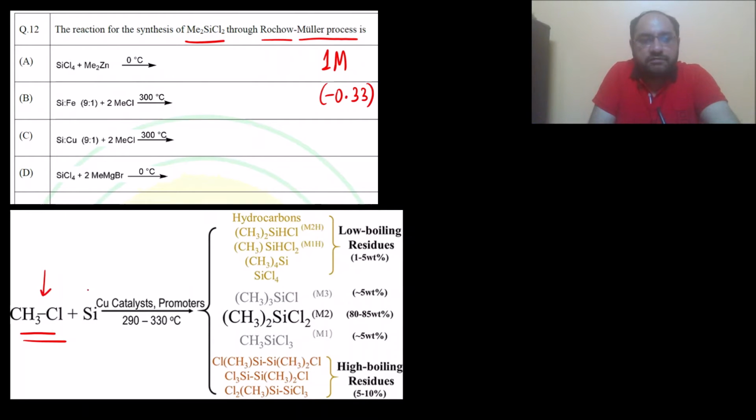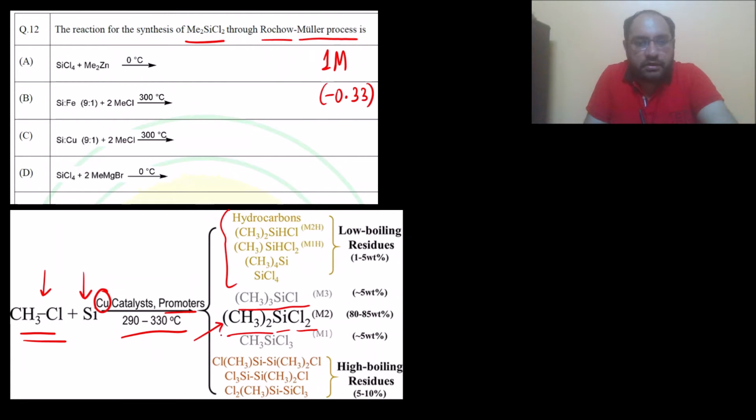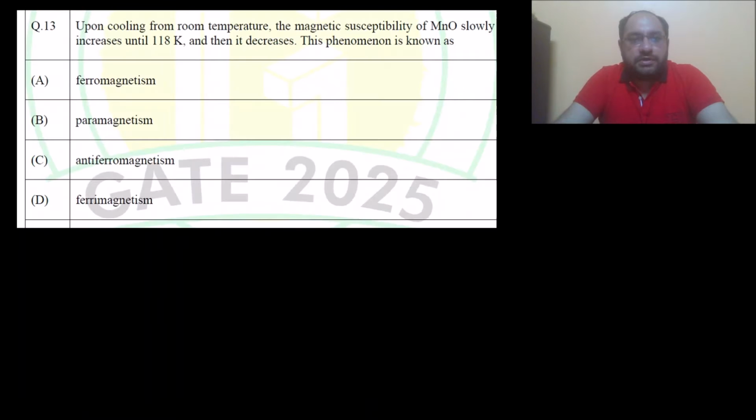It is a reaction of methyl chloride with silicon in the presence of copper as a catalyst and promoters at high temperature. So you will get hydrocarbons, and you will get trimethylsilyl chloride and dimethylsilyl dichloride. This is the desired product, that is Me2SiCl2. So what is the catalyst here? It is copper, it is not iron. So the correct answer is option C. Let us move on to the next question.